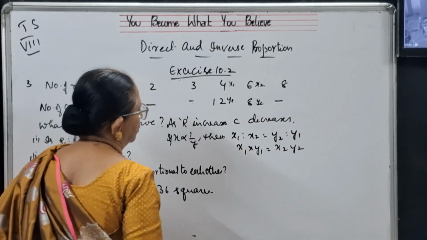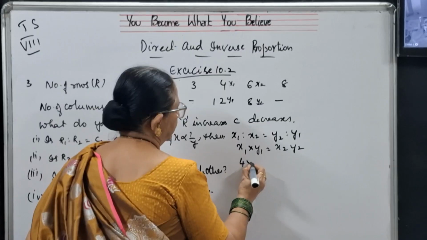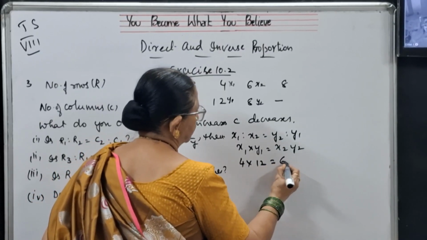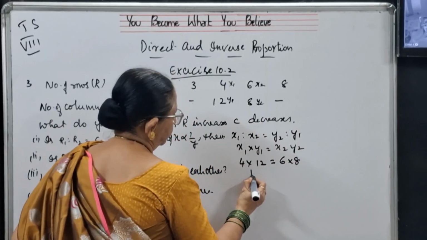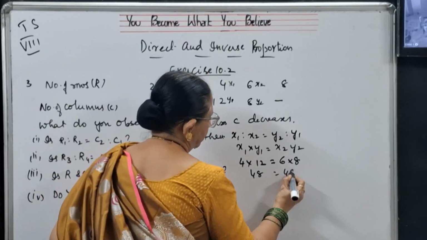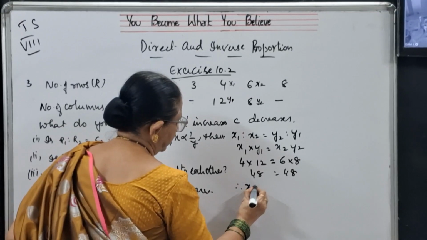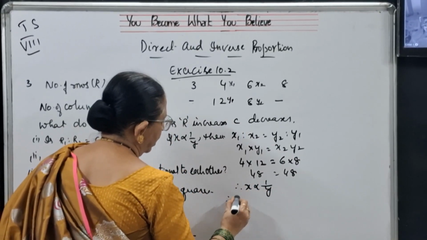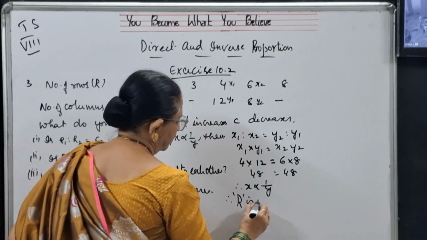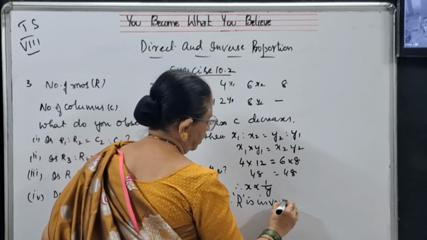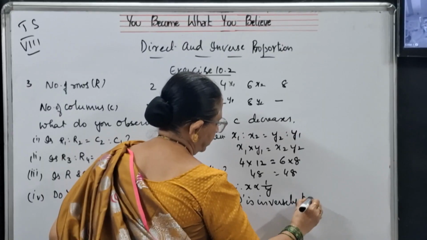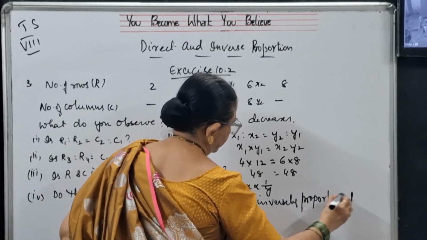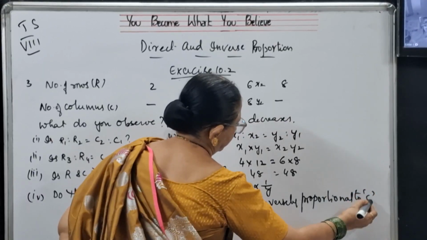Are we getting it or not? x1 is 4, into y1, 12, should be equal to x2, 6, into 8. 12 fours are 48, 6 eights are 48. Therefore, what can we say? x is inversely proportional to y. That means R is inversely proportional to C. This you can say.